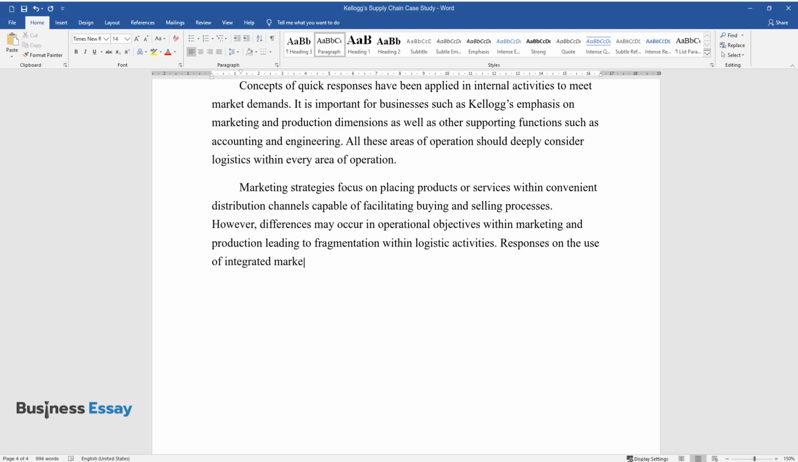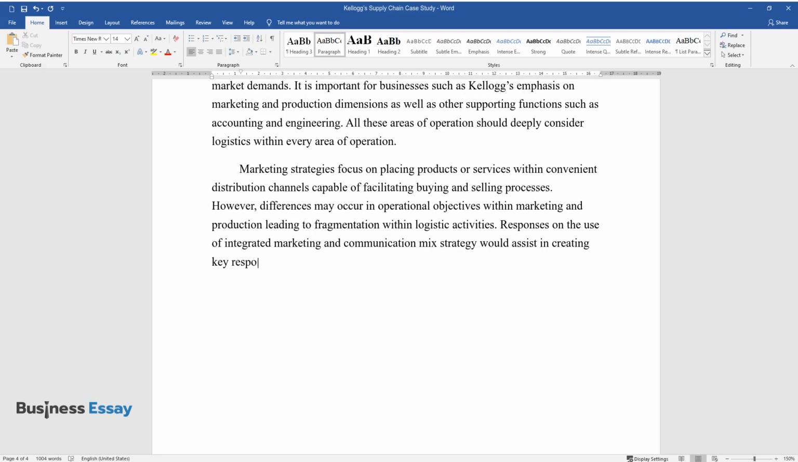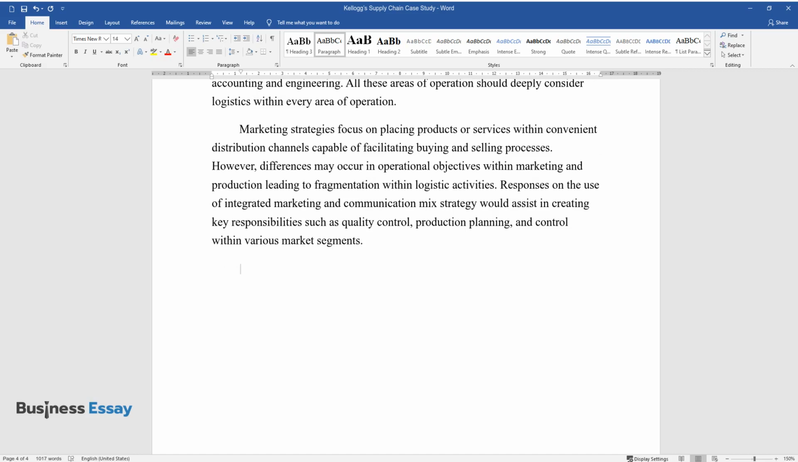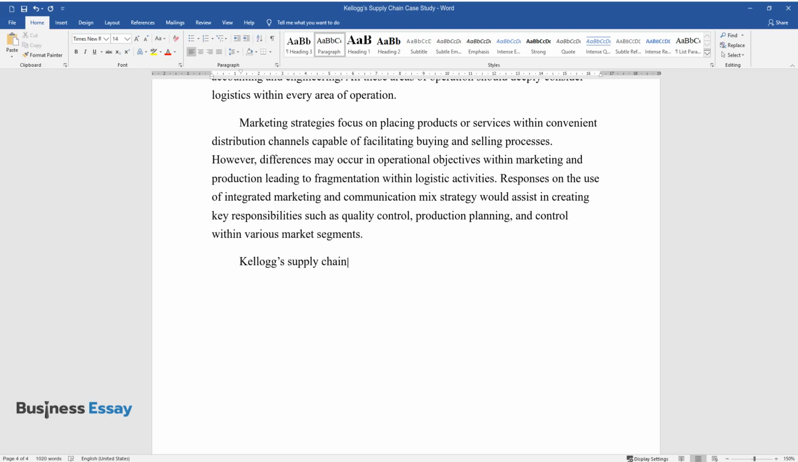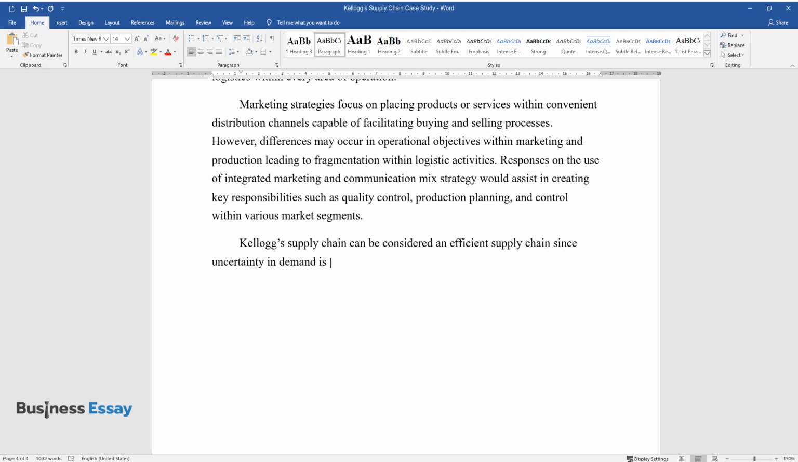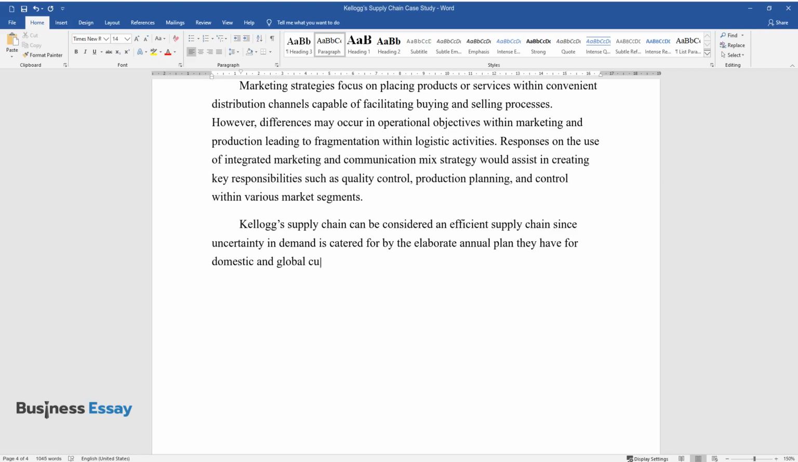Responses on the use of an integrated marketing and communication mix strategy would assist in creating key responsibilities such as quality control, production planning, and control within various market segments. Kellogg's supply chain can be considered an efficient supply chain since uncertainty in demand is catered for by the elaborate annual plan they have for domestic and global customers.